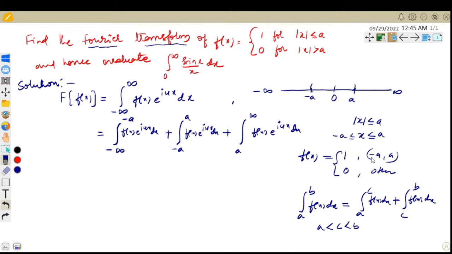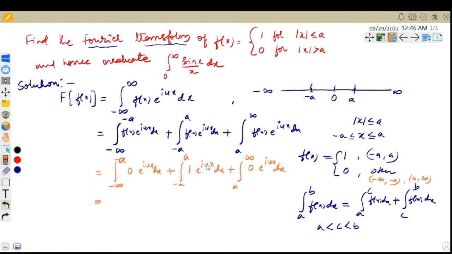So the value of f of x is 1 in the interval minus a to a, and other than this, it is 0. Other than the interval means minus infinity to minus a it is 0, and from a to infinity is also 0. Therefore, you can write one more step: integral from minus infinity to minus a, f of x value is 0, e raised to iux into dx, plus integral from minus a to a, f of x value is 1, e raised to iux into dx, plus integral from a to infinity, f of x value is 0, e raised to iux into dx. So first and last integrals are 0.